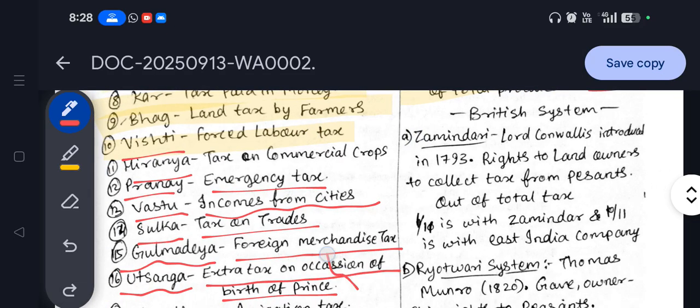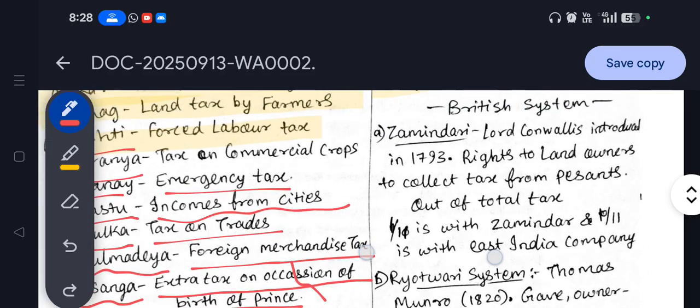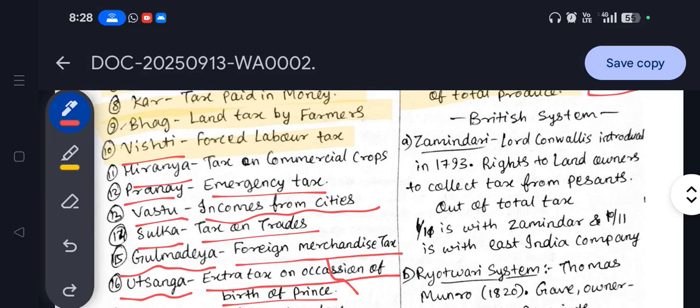Now we will be focusing on the taxation system under the British Empire. The very prominent and very well-known term is known as the Zamindari system. This concept was introduced by Lord Cornwallis in 1793, right? What does this mean? Rights to landowner to collect tax from peasants out of total tax.